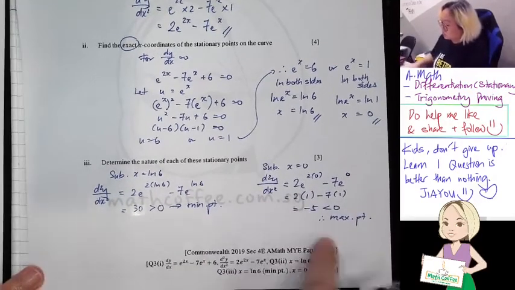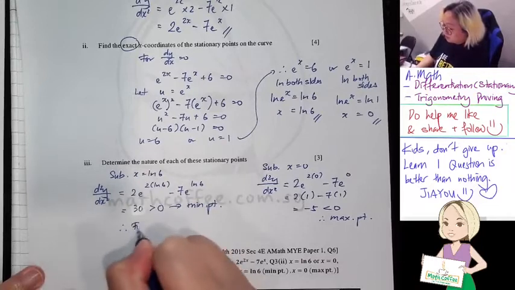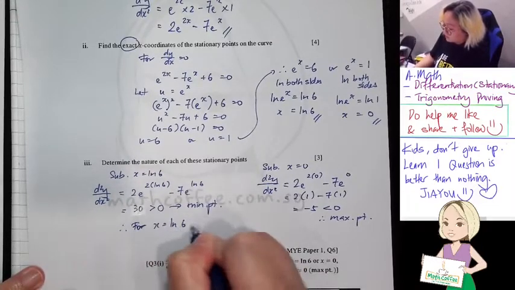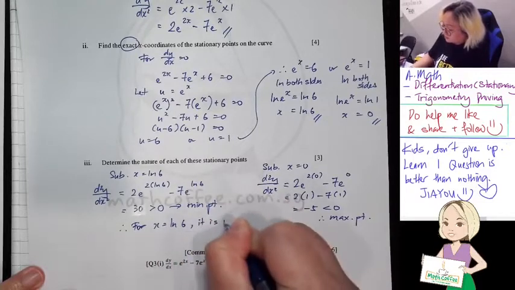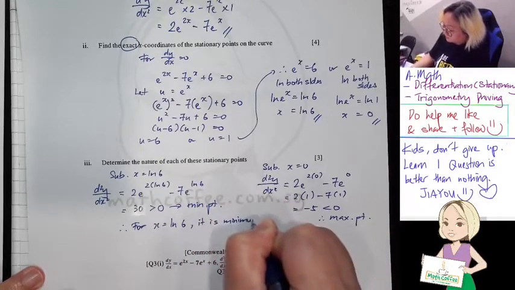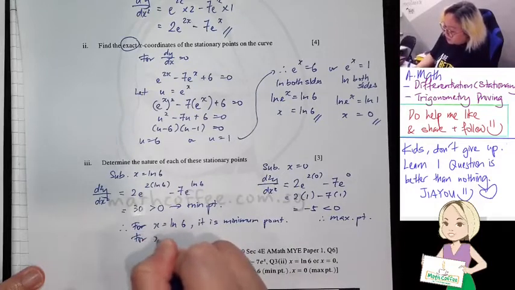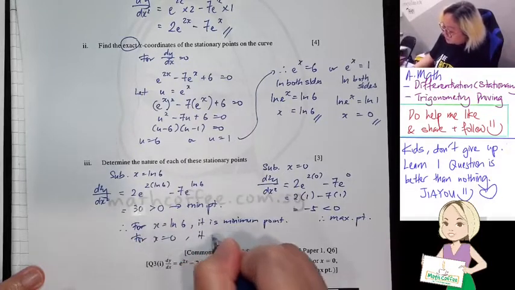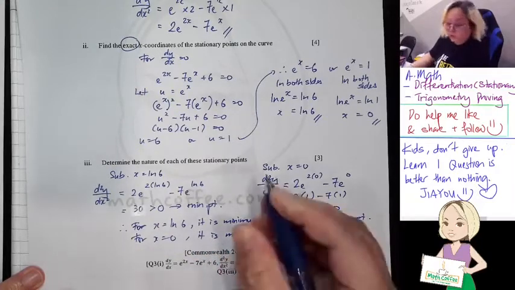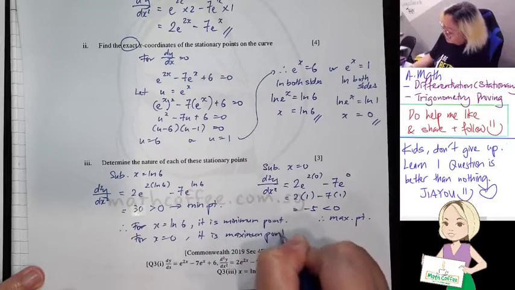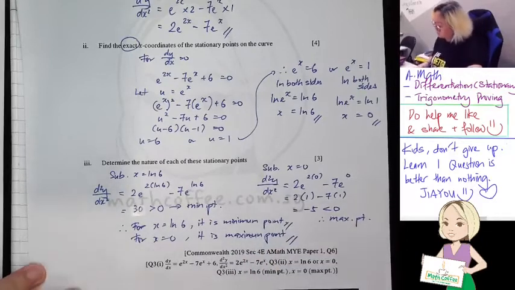Okay, so just write the statement. For x equals to ln 6, it is a minimum point. For x equals to 0, it is a maximum point. And we are done.